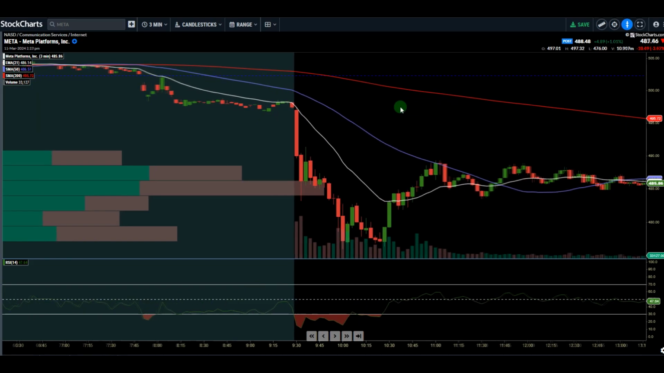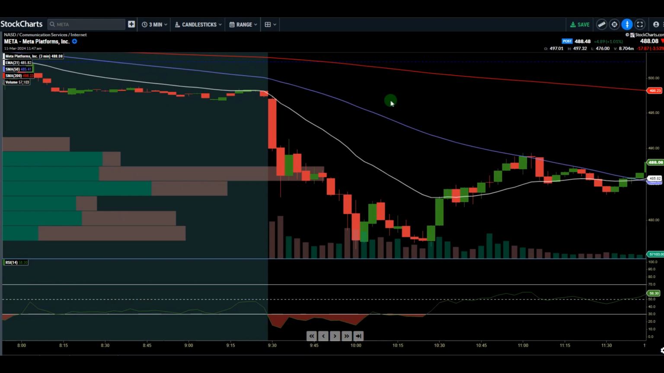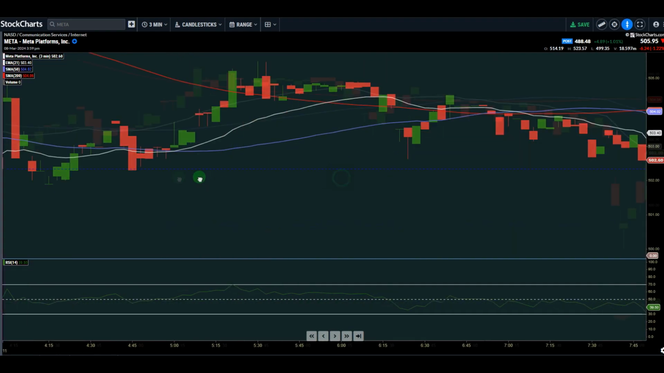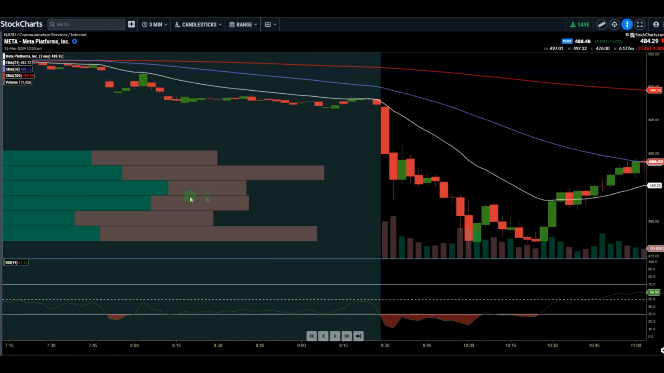Once I find the best setup, I zoom into the 3-minute chart, and on a long trade, place the stop below the 3-minute candle I bought in at, or if I'm short the stock, I place my stop just above the 3-minute candle I bought puts on.